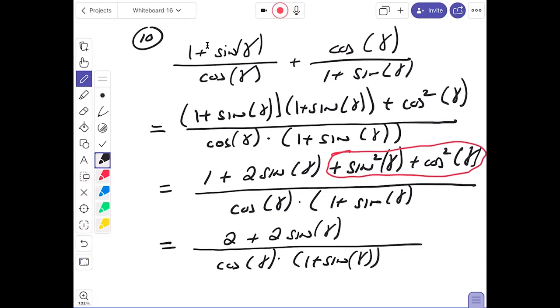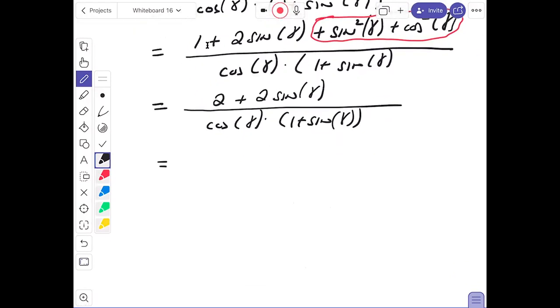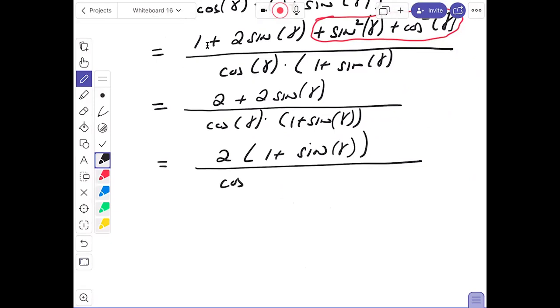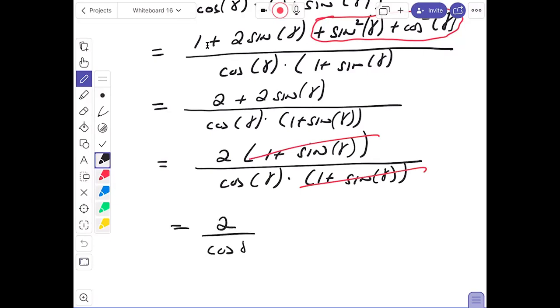All right, I'm going to push it up. And it's a lot of work. We're encouraging work, though. I'm going to factor the top. 2 comes out, and you get 1 plus sine of gamma. What do you got in bottom? Cosine gamma times 1 plus sine of gamma. What's nice, I'm seeing a cancellation. Again, it's conditional, but I do see it. So what are you left off with? 2 over cosine gamma. What's this going to be? 2 secant gamma.